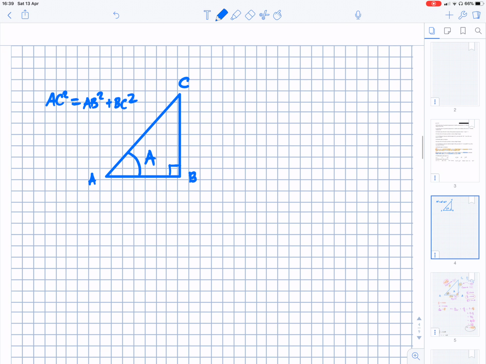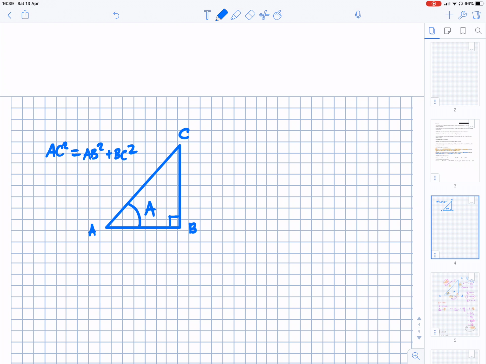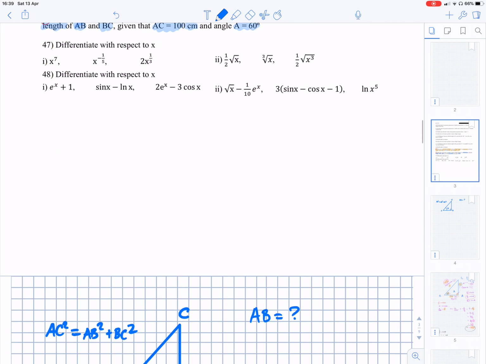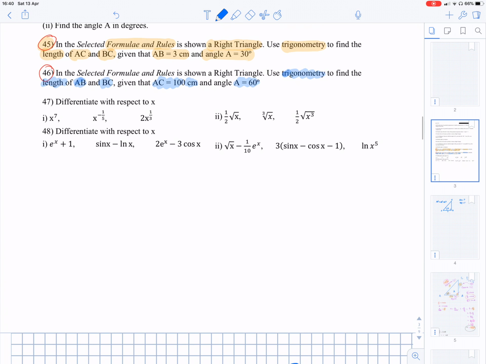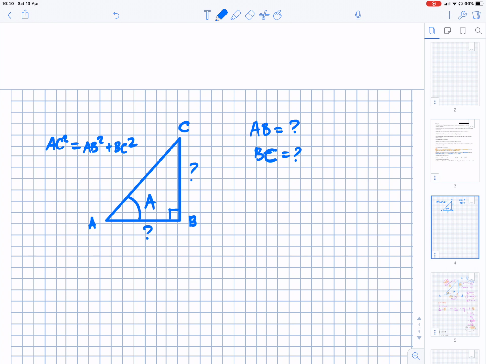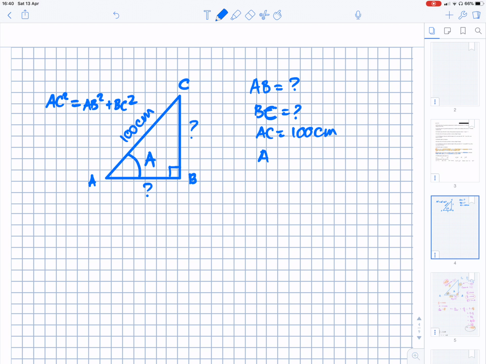Okay, so what are we finding? Let's go back to question 46. It says find the length of AB. So AB equals question mark, which is that. And then we're finding BC. BC equals question mark, and BC is that. And we are given that AC is 100 centimeters. So AC equals 100 cm. And we're told that angle A is 60, so angle A equals 60 degrees. So this actually is 60 degrees.